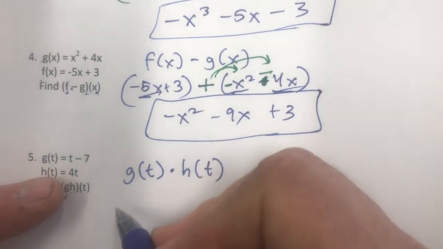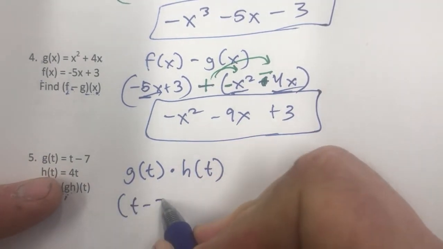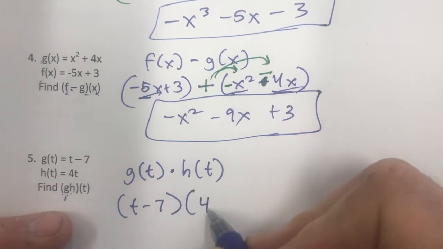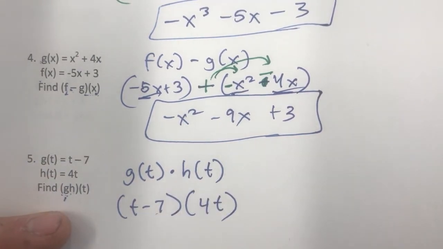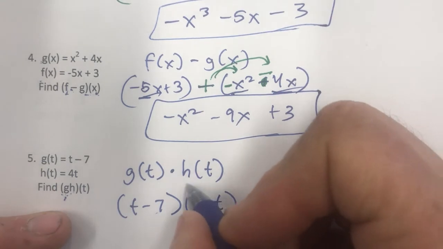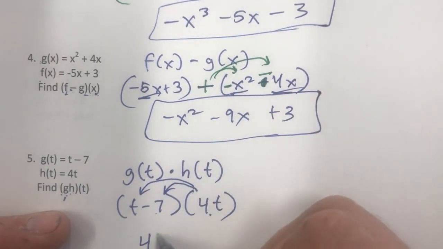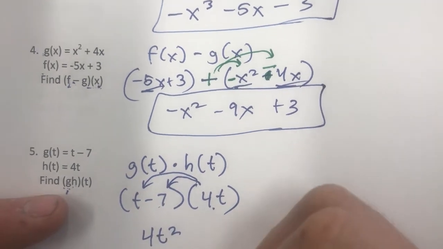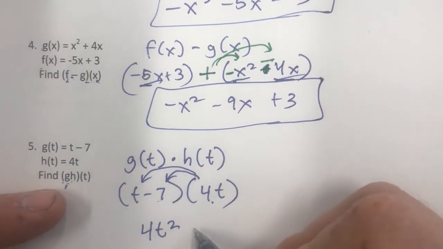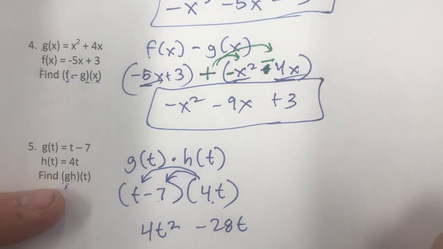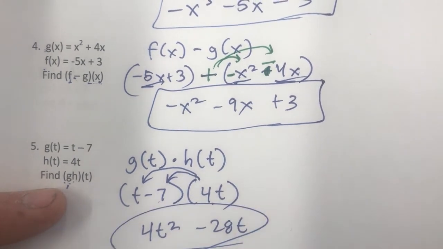All right, so here's g of t, t minus 7. H of t is 4t, so I'm multiplying those. All right, so I can just distribute, okay? So 4t times t would be 4t squared. And then 4t times negative 7 would be negative 28t. And then there's no like terms, so that's all I can do.